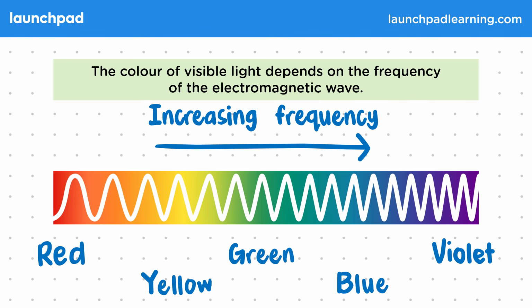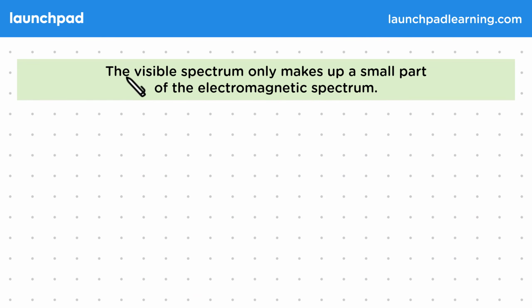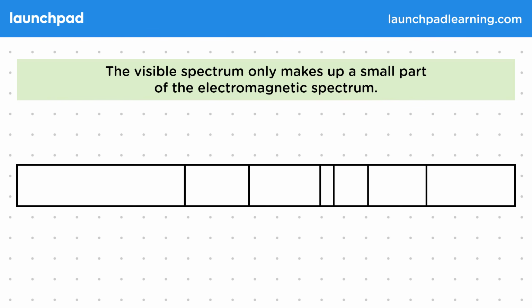Now let's look at how this spectrum fits with the overall electromagnetic spectrum. The visible spectrum only makes up a small part of the electromagnetic spectrum. The electromagnetic spectrum is similar to the visible spectrum, where we can arrange all of the electromagnetic waves based on their frequencies. We can then categorise and group the waves in a table like this one.